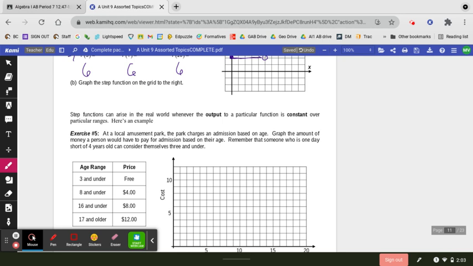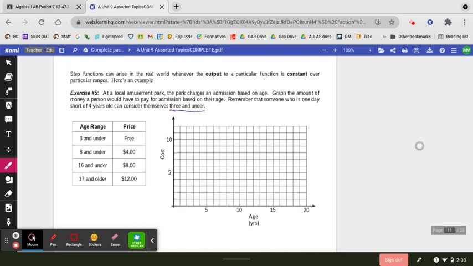Step functions can arise in the real world whenever the output to a particular function is a constant over a particular range. Here's an example. At a local amusement park, the park charges an admission based on age. Graph the amount of money a person would have to pay for admission based on their age. Remember that someone who is 1 day short of 4 years old can consider themselves 3 and under. So when they're 3 and under, they're free.